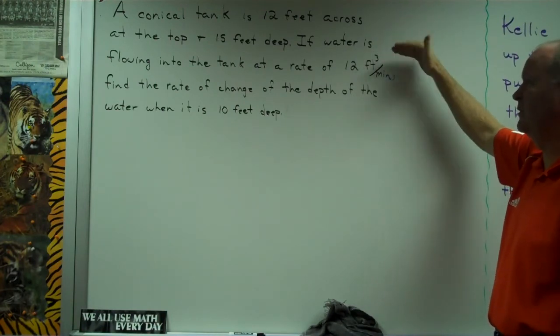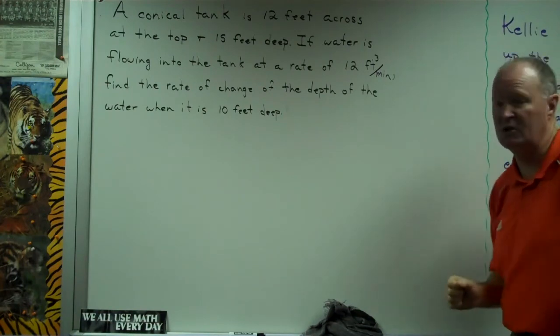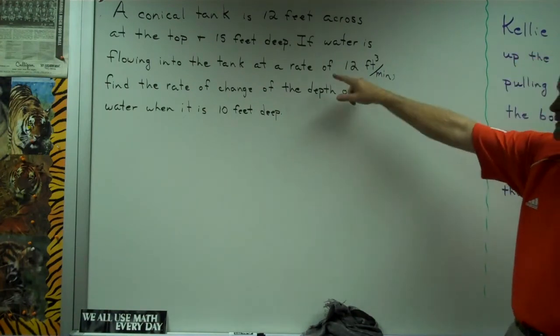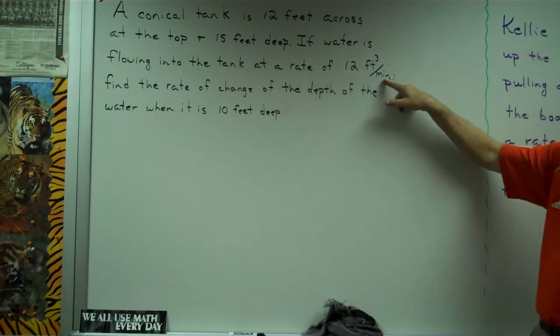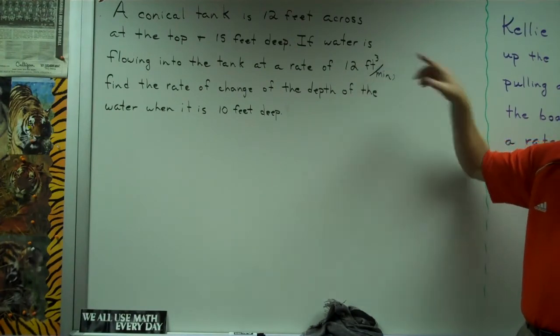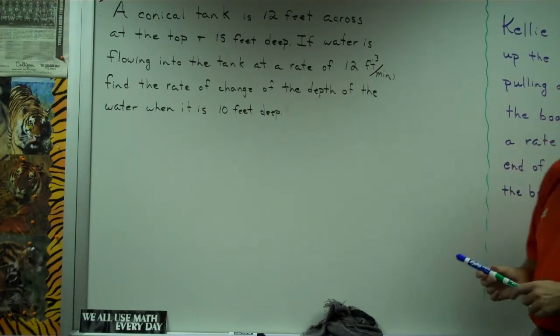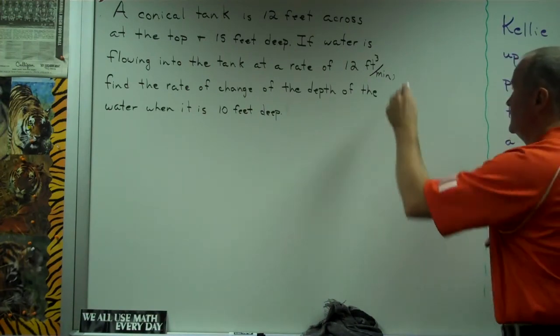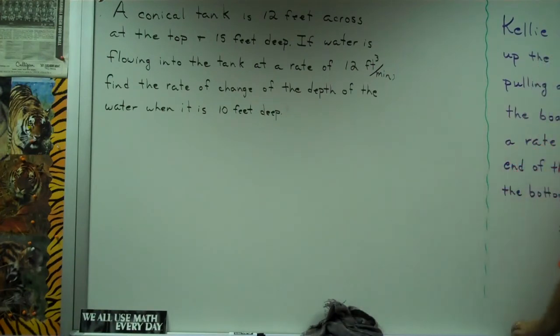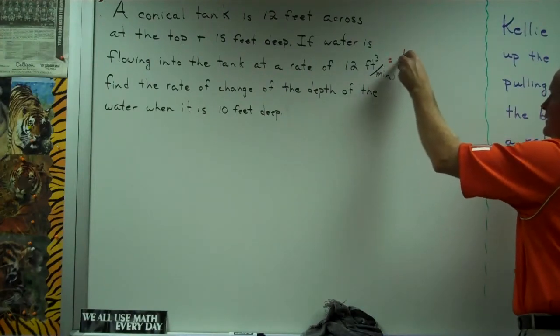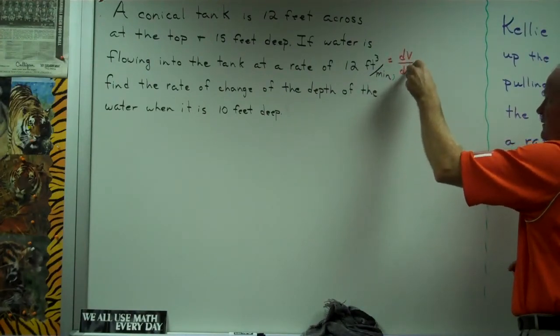If the water is flowing into the tank at 12 cubic feet per minute, that's a rate. Which kind of rate? Volume. Since it's cubic, it's volume. Right. So we're going to end up trying to find volume. So that 12 cubic feet per minute is really dV/dt.